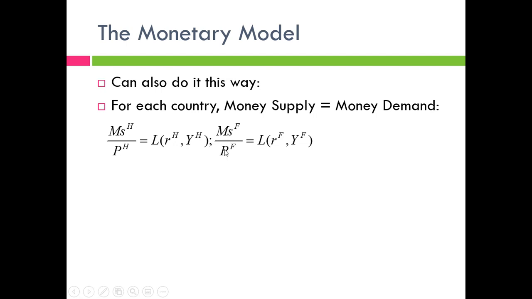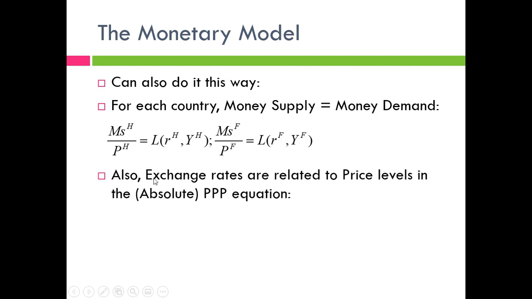This equation is identical for the other country. Real money supply in the foreign country is equal to their money demand, and again, this is their interest rate and their income in the foreign country. So two countries, real money supply equals real money demand. Now here's a second equation where the exchange rate is equal to the price level using absolute PPP. The exchange rate, foreign to home, is equal to foreign prices to home prices. So if it's 20 pesos to $1 US, an item that costs $1 in the US should cost 20 pesos. These two equations can be combined algebraically to give us our model.